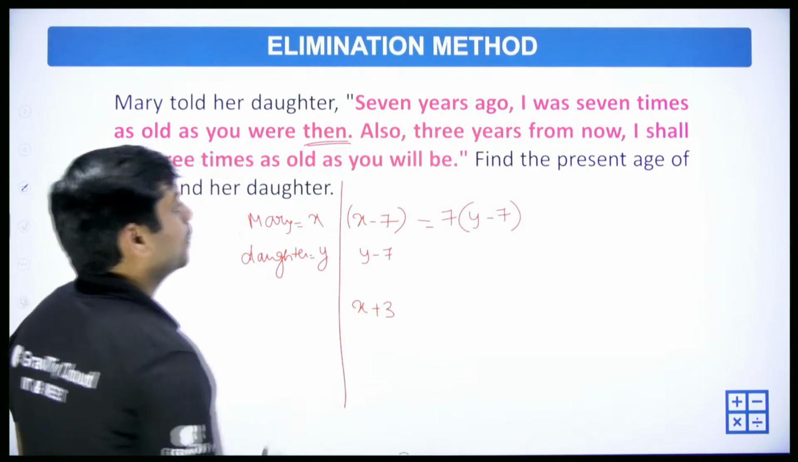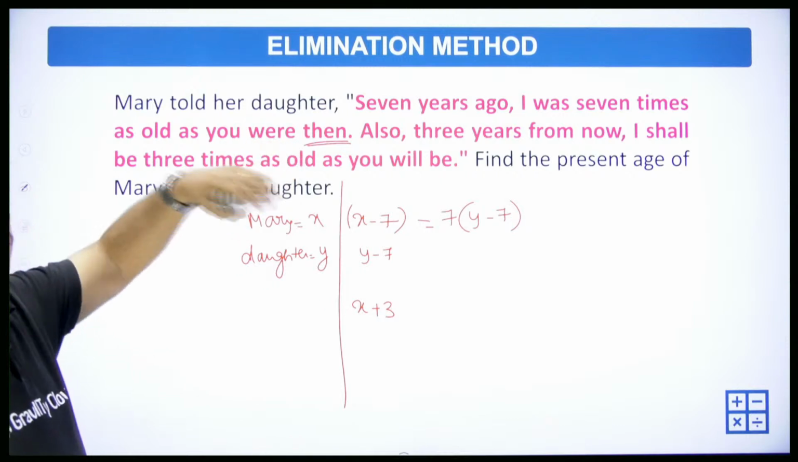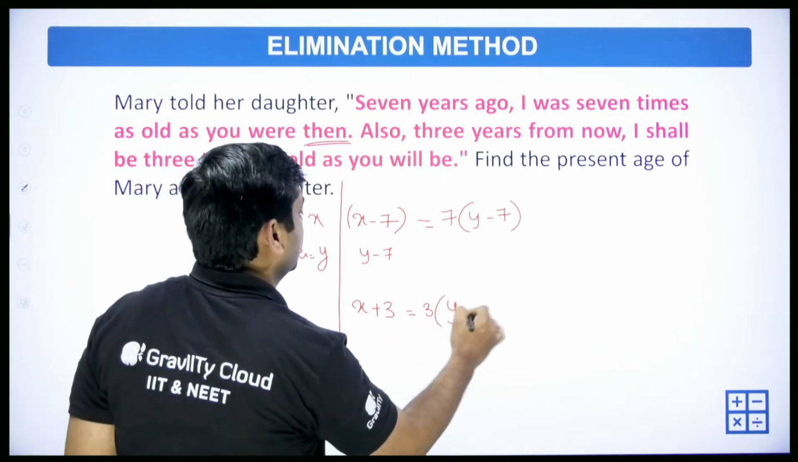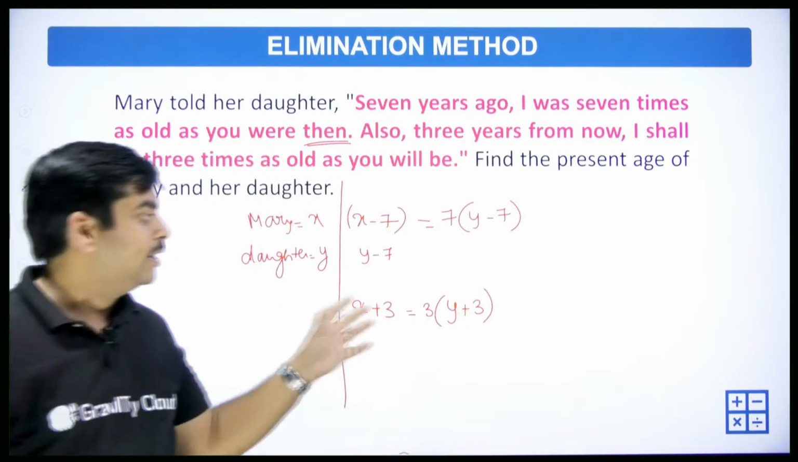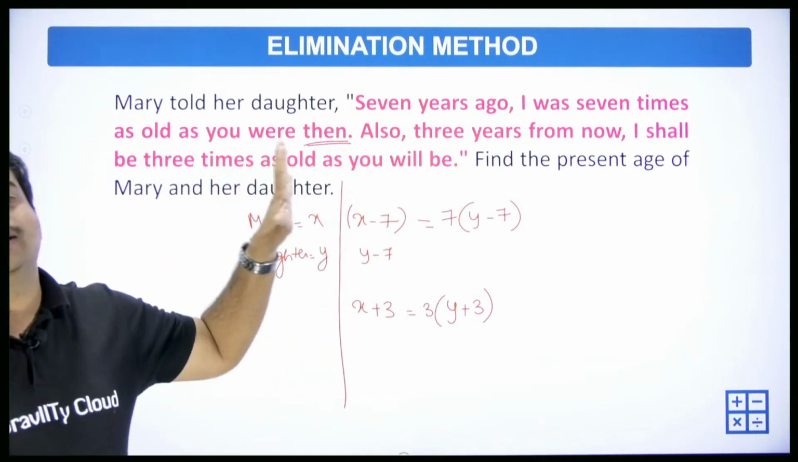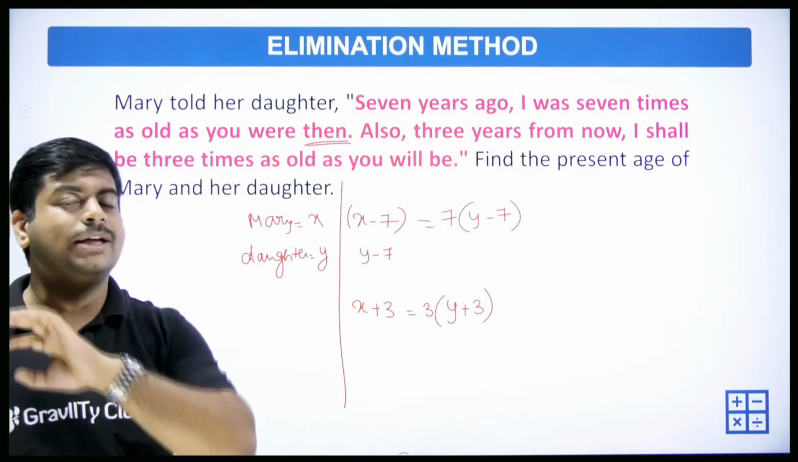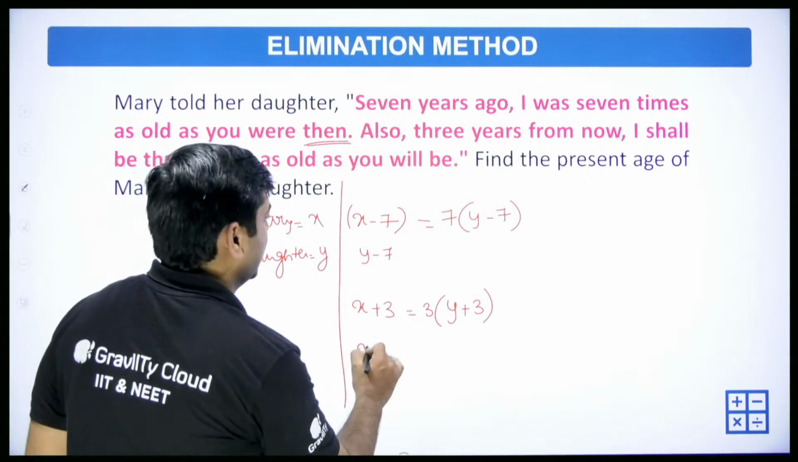3 years from now, I shall be 3 times as old as you will be. Mary's age will increase by 3 years, and her daughter will also increase her age by 3 years. So x plus 3 equals 3 times y plus 3. Now these two are the equations we need to solve. You can go for substitution, you can go for elimination, it's up to you. I'll go here directly with substitution.